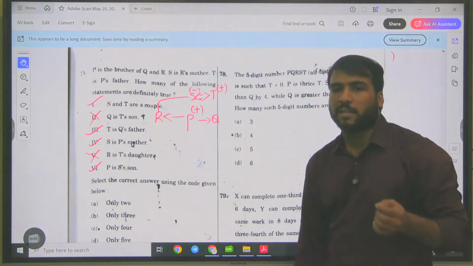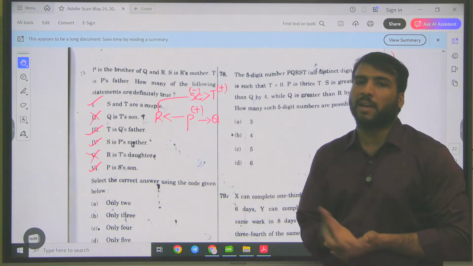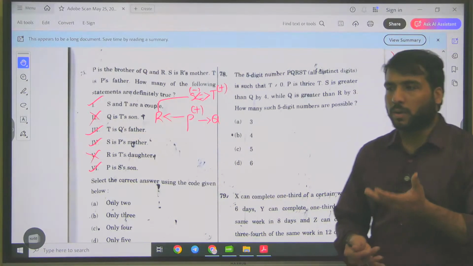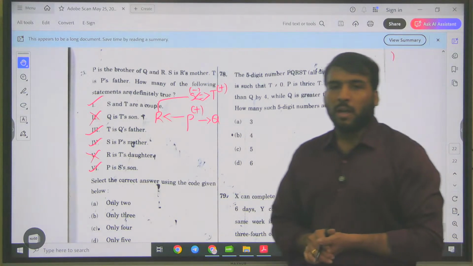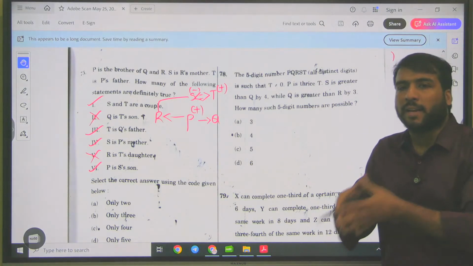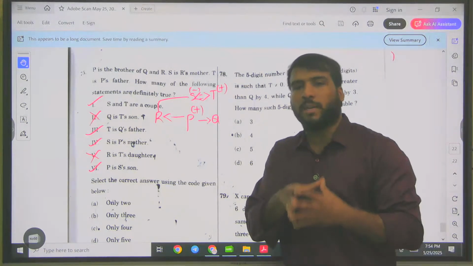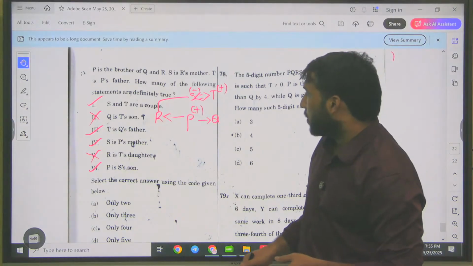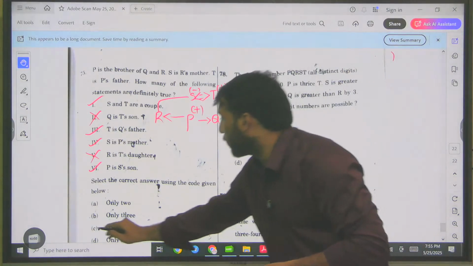Now, if you don't know whether male or female, how are you able to relate the relation? Are you getting me right? Without knowing the gender, we cannot determine the relation. If you know the gender, we will determine the relation. So 1, 2, 3, 4. Only 4 will be your option.